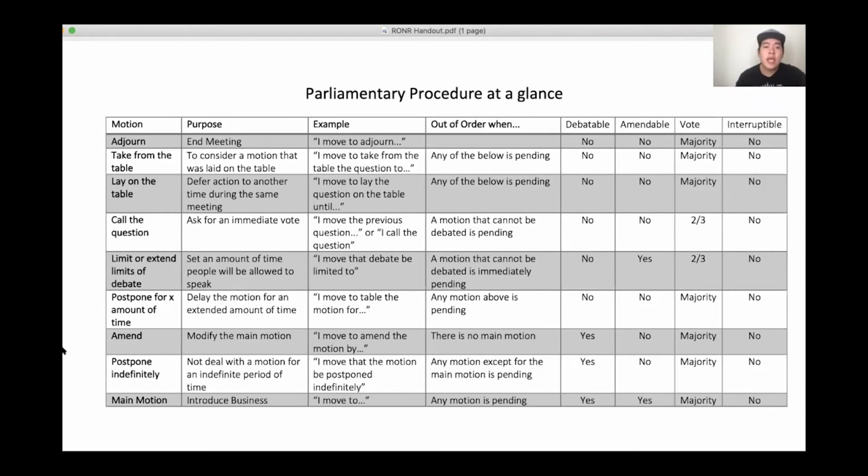So there is a decent amount of power that lies in the speaker in controlling the flow of the meeting. That's the first thing I'll draw your attention to: the order of precedent that exists in our motions.